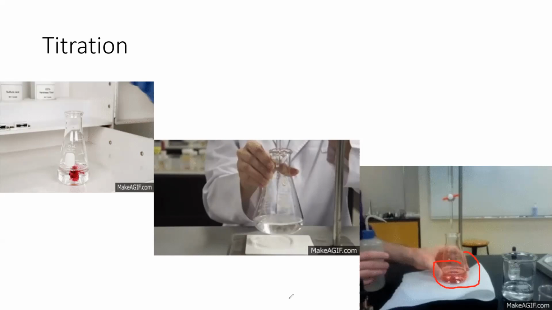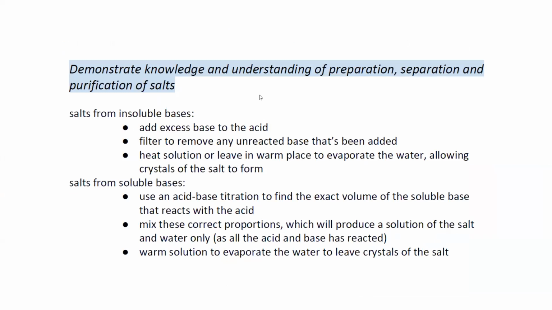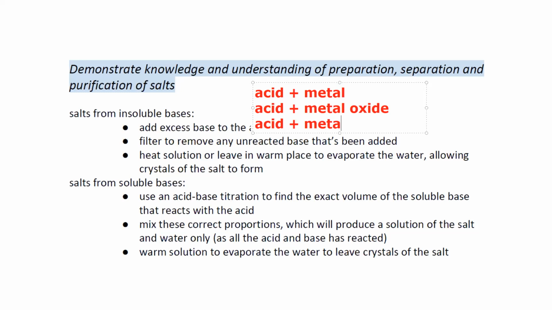So these are the ways to prepare the salt, the soluble salt or salt from the solution. The first one is when acid is reacting with metal oxide or metal carbonate. The procedure is written here, as you can see. Salt from insoluble base. So what does it mean? This includes three ways. It can be acid plus metal, or acid plus metal oxide, or acid plus metal carbonate. So we use this method.